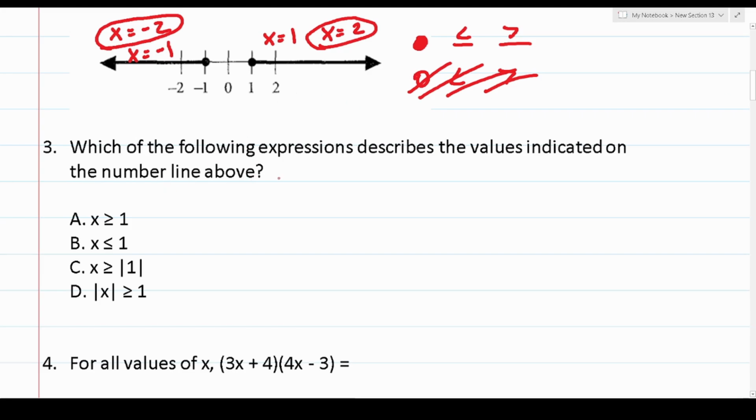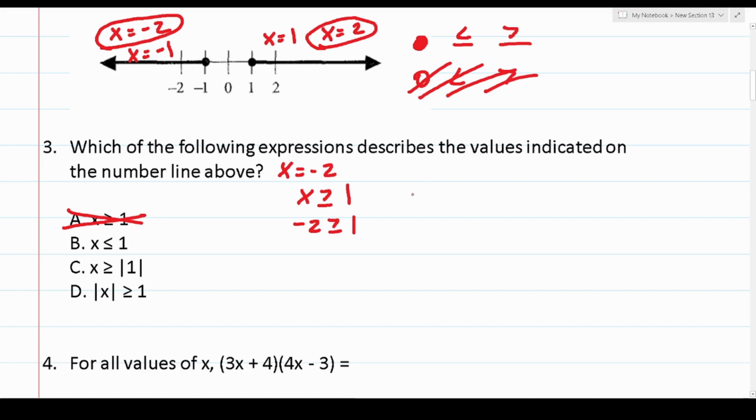We're starting with A, and I'm going to let x equal -2. As we can see, A says x is greater than or equal to 1. In place of x, let's put -2. -2 is greater than or equal to 1. Is -2 greater than or equal to 1? It isn't, so we know this is not a solution to this. This expression doesn't represent what's happening on the number line. All right, let's go ahead and test B now.